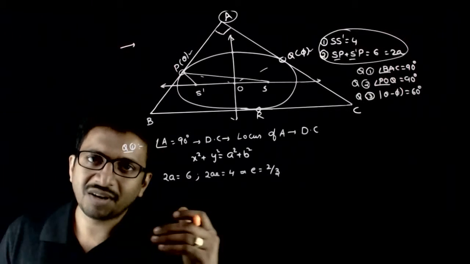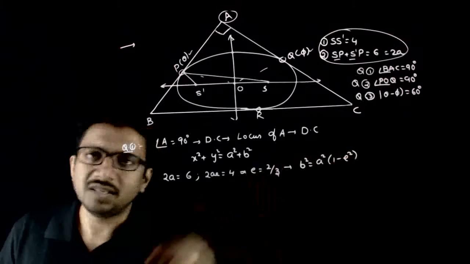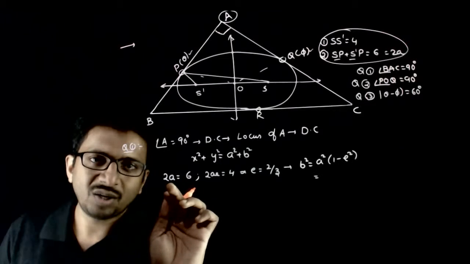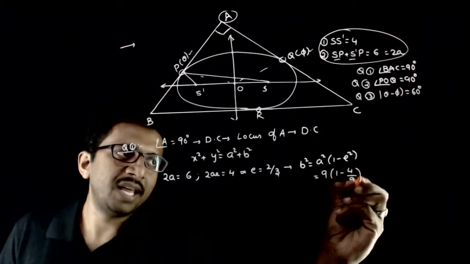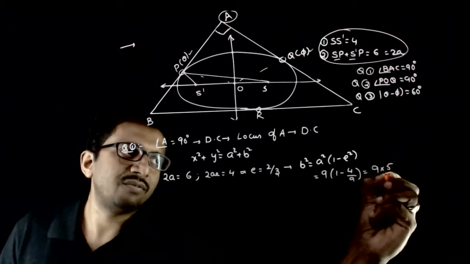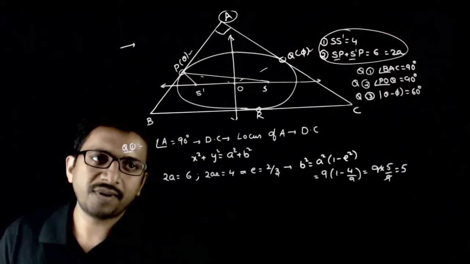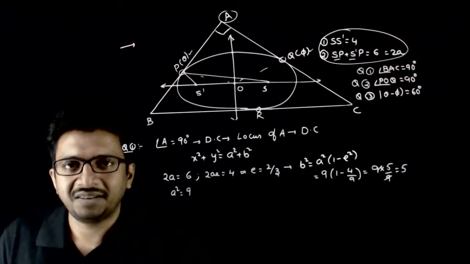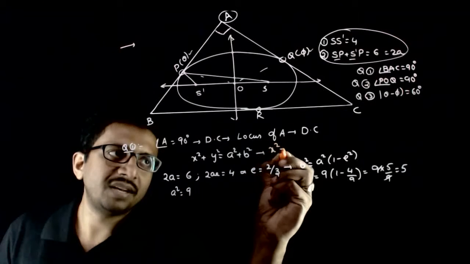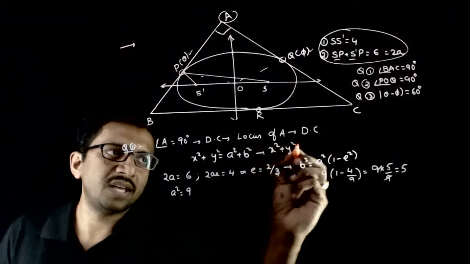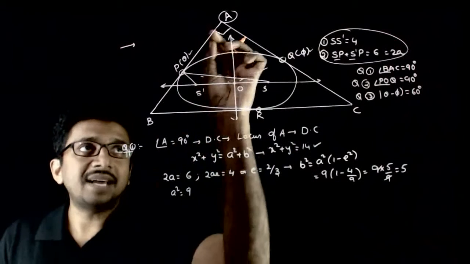Once you have E, you can find the value of B. We know that B square is equal to A square into 1 minus E square. Since 2A is equal to 6, A is equal to 3. So A square is 9 into 1 minus 4 by 9, that is equal to 9 times 5 by 9, which is equal to 5. So B square is equal to 5 and A square is equal to 9. So what is the equation of the director circle? x square plus y square is equal to a square plus b square, 9 plus 5 is 14. So x square plus y square equals 14 will be the corresponding locus of A if this angle is equal to 90 degrees.